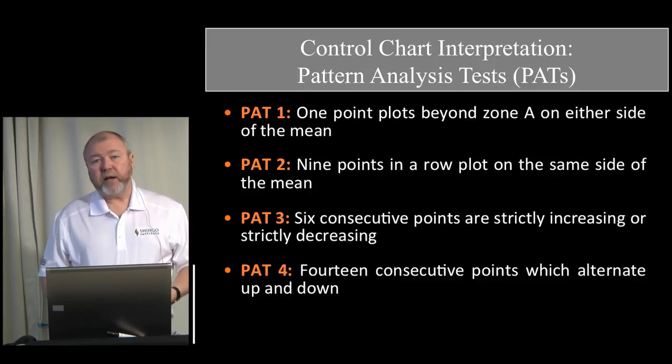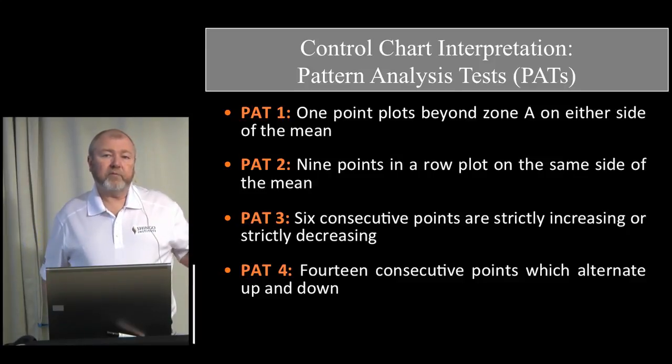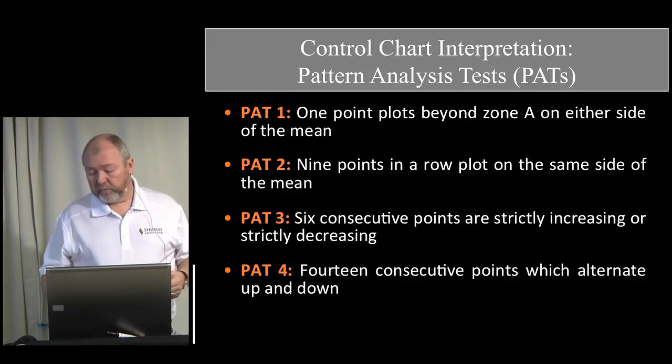And the chance of that happening, just by chance, is in the vicinity of 1 in 250. So if you see it, whether it's all 9 points above the center green line or all 9 points below the center green line, that's usually an indication of a small shift in the mean. An increase if those points are all above the center green line, a decrease if they're below the center green line.